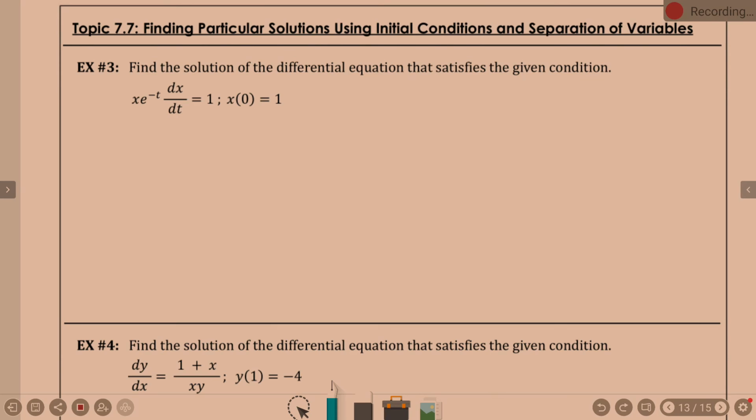Now, notice this problem is x e to the negative t dx dt equals 1. So when x of 0 equals 1, realize that is saying x of t. So when we look at ordered pairs in this problem, the input is the t value, so your ordered pair is going to be t, x.